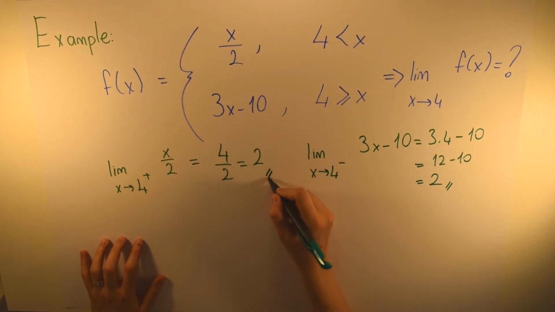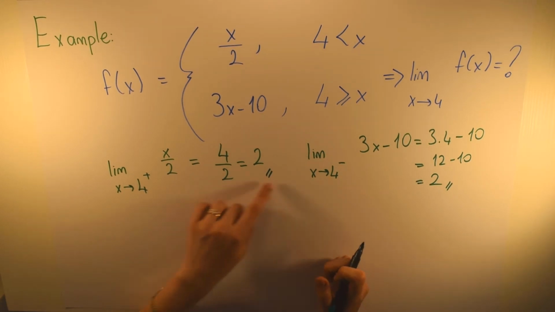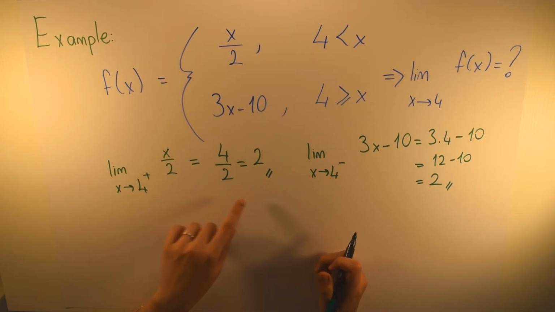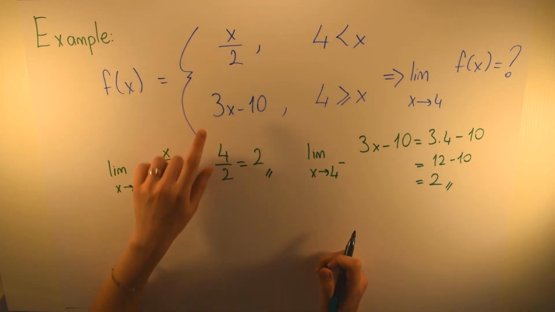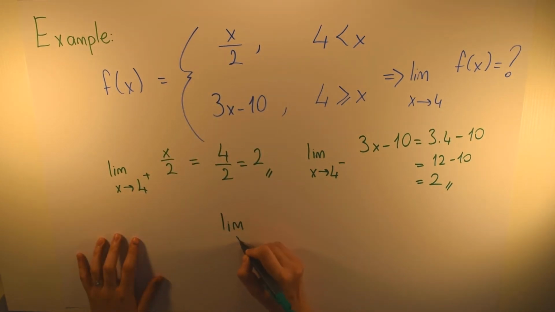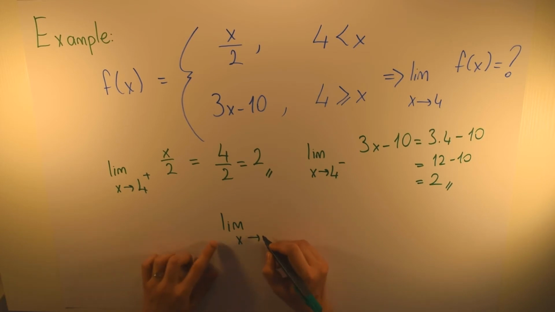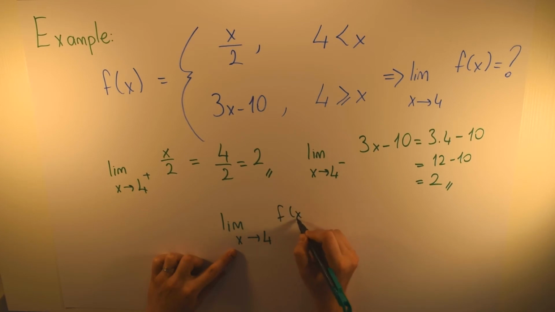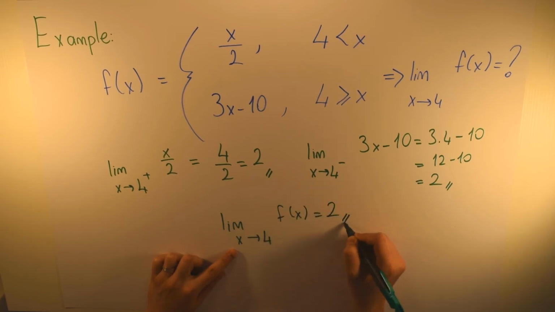So as you can see, since these are equal to each other, we can say that this piecewise function has a limit at the point 4, and that is equal to 2. So we write this as limit as x approaches 4, f of x is equal to 2.